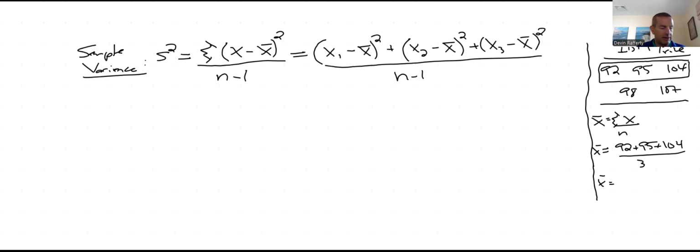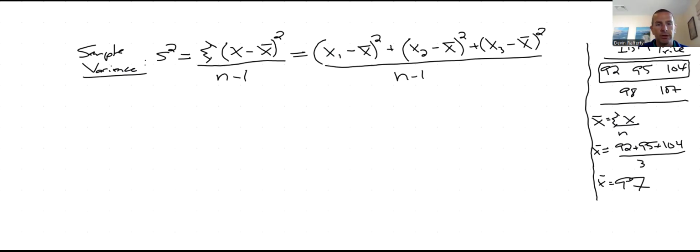Gives us 97. And again, I'm just going to double check this. 92 plus 95 plus 104 equals 291, divided by 3 is 97. But we're good there. We have confirmation.